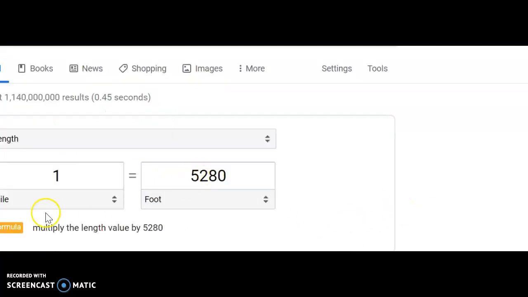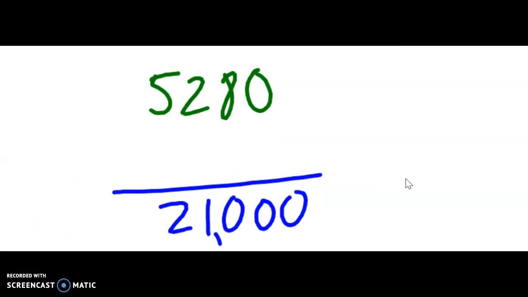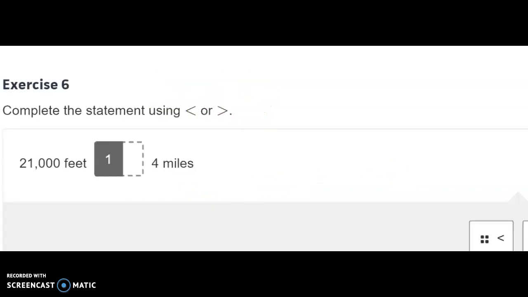Okay, so your next problem is going to require you to know how many feet are in a mile. For 1 mile, there are 5,280 feet. And they want to know which one is bigger. Is the 5,280 feet bigger? Sorry about that, I wasn't explaining that correctly. Is 21,000 feet bigger than 4 miles or less than 4 miles?